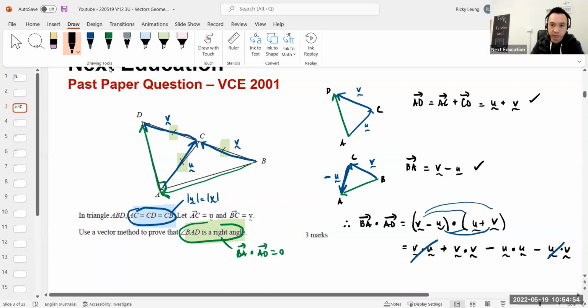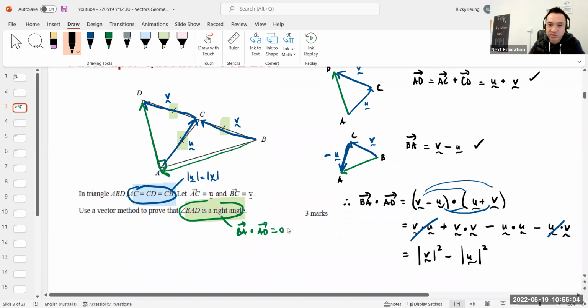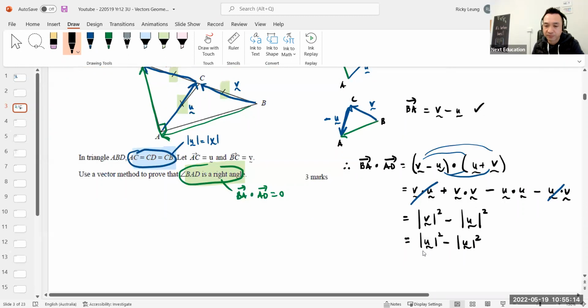And we know that V dot V, as part of our first page, is the magnitude of V squared minus the magnitude of U squared. Because the lengths are equal, that's the same as U minus U, because V equals U, which equals 0. Perfect. Very simplistic proof. I suspect this is worth 3 marks, 1 mark for top.